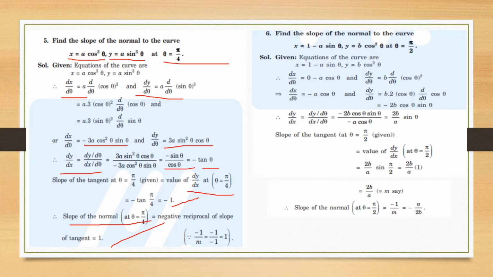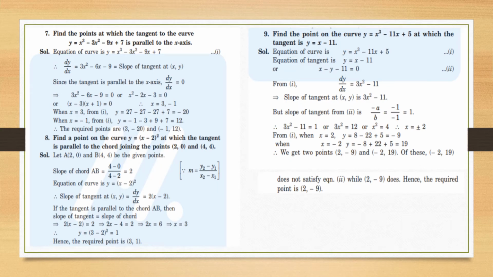Number 6 is find slope of normal. Again, it's a parametric form, x equal to this, y equal to this, at theta equal to pi by 2. So I'll first find dx upon d theta, then I'll find dy by d theta, and then dy by dx turns out here as 2b upon a sin theta. Now slope of tangent at theta equal to pi by 2 is the value of this derivative, that is 2b upon a, and sin 90 is 1. So it is 2b upon a, and the slope of normal will be negative reciprocal of this, that is minus 1 upon 2b upon a, that is minus a upon 2b.